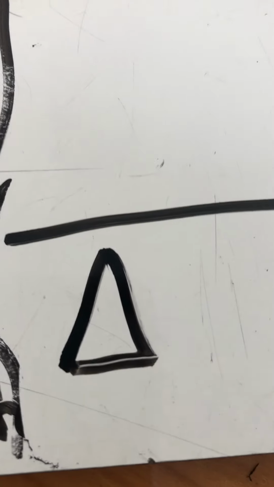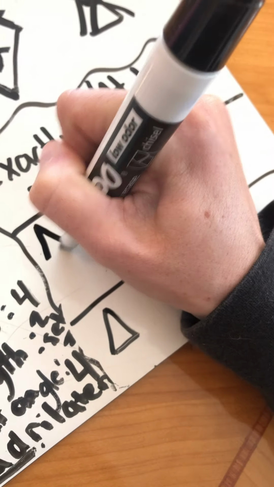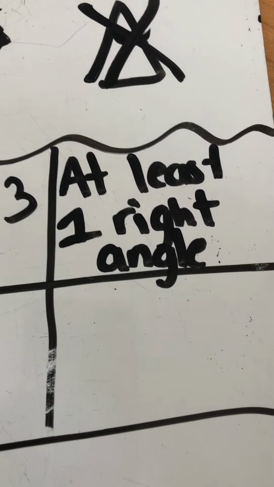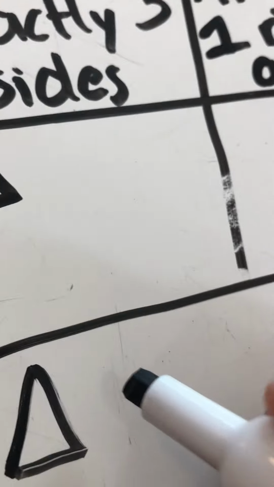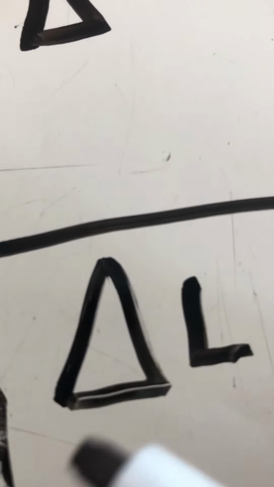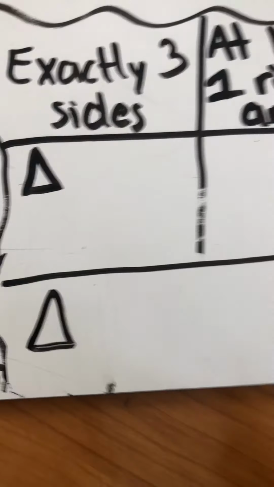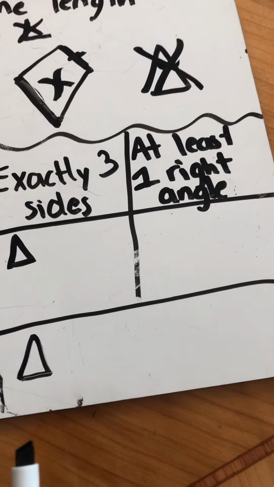Let's look at this basic triangle. Does it have exactly 3 sides? 1, 2, 3. Yes. So I know it can go here right away. Does it have at least 1 right angle? Nope, no right angles there. Remember, a right angle needs to be perfect 90 degrees. Those angles are way too tiny. So this triangle will only belong over here, and that's okay.